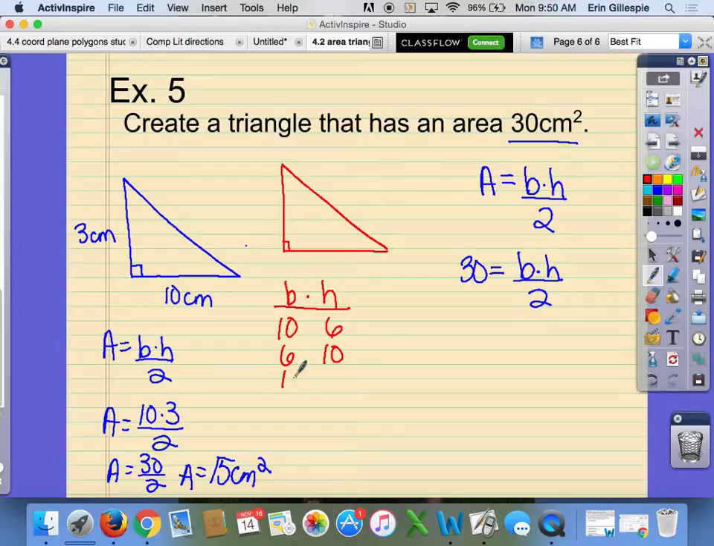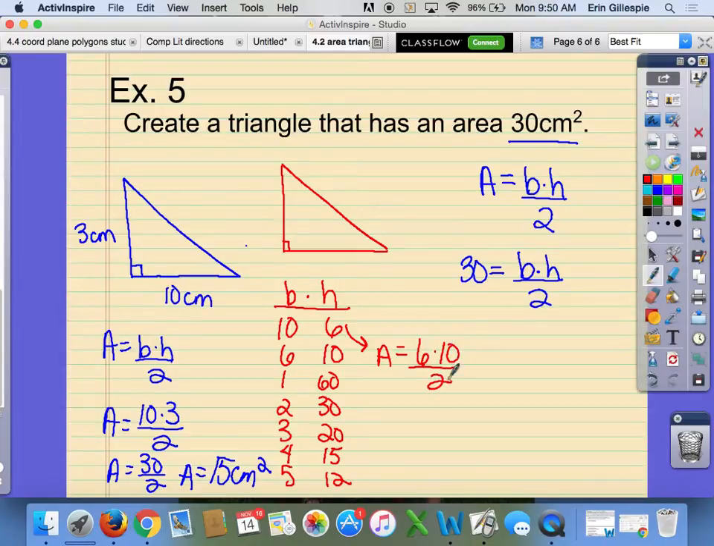You could have 1 and 60. You could have 2 and 30. You could have 3 and 20. You could have 4 and 15. You could have 5 and 12. Those are all the whole number options there. And again, all of these could be reversed for which one's base and which one's height. But all of those would work out if we use this one as an example. If I do 6 times 10 divided by 2, that's 60 divided by 2, which is 30.